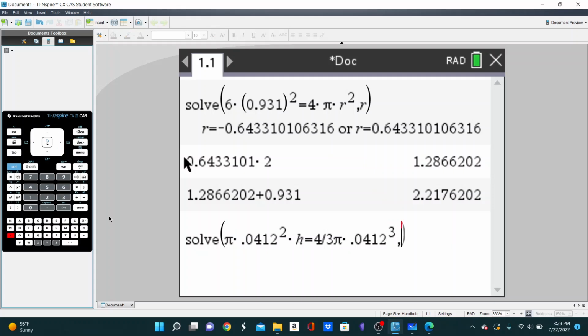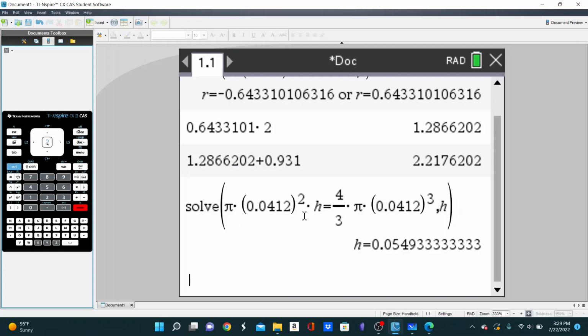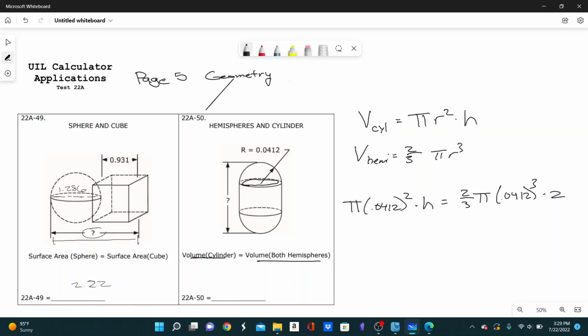So let's solve for h. We get a height of 0.0549, and then with a bunch of 3's. So we have the height, but what are they really asking for? They want to know this total distance. So it looks like that's going to be the height plus 2 radii. One radius up here, and another radius down here.